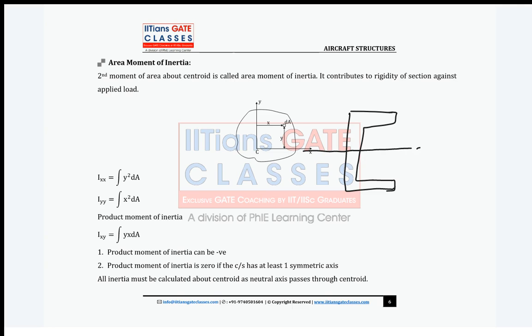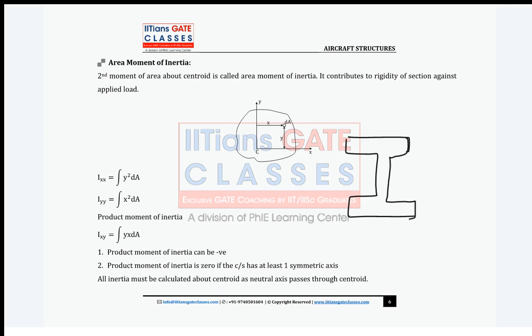Okay, and if you have a doubly symmetric section, suppose you have an I section. What is it? It is symmetric about both the axes, right? So it is known as a doubly symmetric cross section. Okay, so whenever there is a symmetry, at least one symmetry, your product moment of inertia will be 0. Now again, this is a very important note. All your inertia must be calculated about centroid. Okay, as neutral axis passes through centroid, or you can say all your inertia must be calculated about centroidal axis.